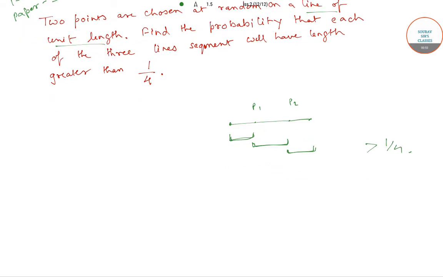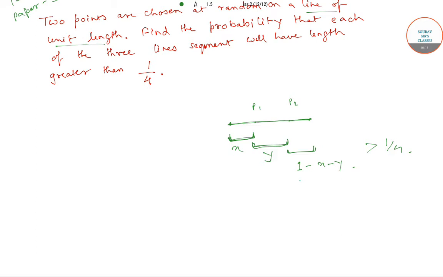So suppose the length of the first segment is equal to x and the length of the second segment is equal to y. Then the length of the third segment would be 1 minus x minus y. After all, the length of the entire line is equal to 1. So the length of this third segment is 1 minus x minus y.